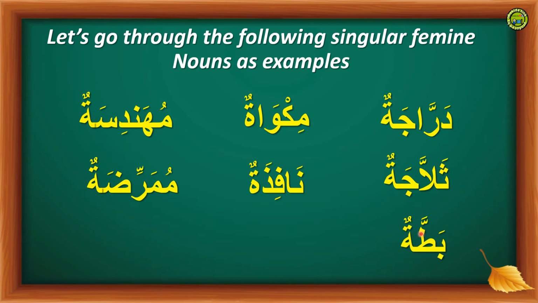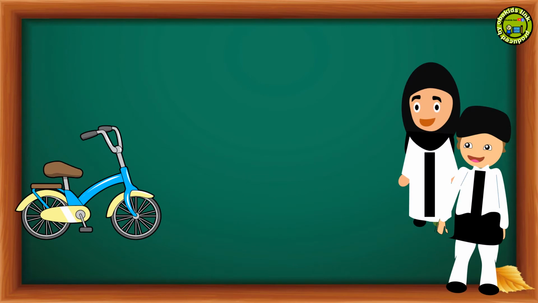Battatun means a female duck. Baidatun means an egg. Ummun means a mother. Let's use all of these following nouns with Tilka. Here we have Tilka.